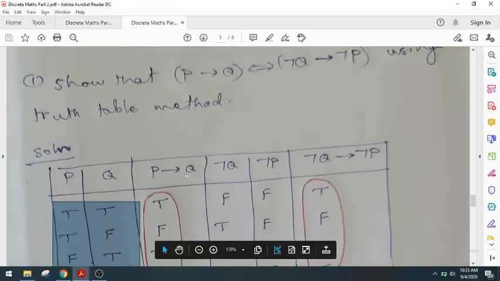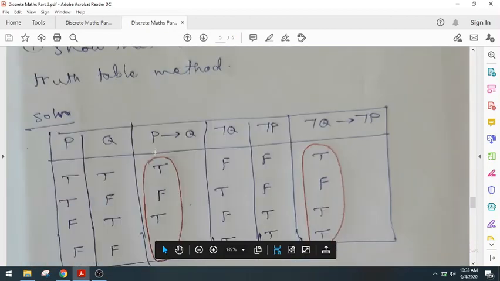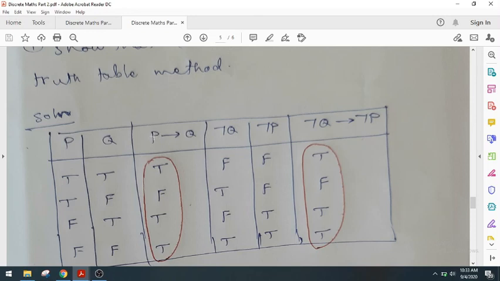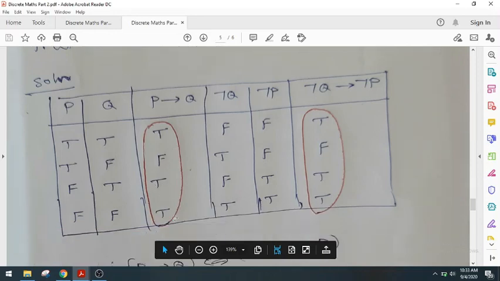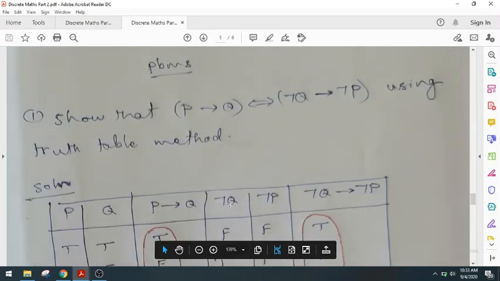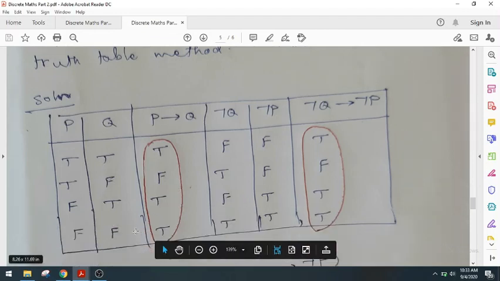Then write down P then Q. Here we can find P then Q. P then Q means identify T in P and F in Q, then we have the answer F, otherwise T. So only in the second row do we have TF, so the answer is F, otherwise T for all. Next we need to find negation Q. Negation Q is T goes to F, T goes to F, then F goes to T. The negation P is T goes to F, T goes to F, F goes to T.